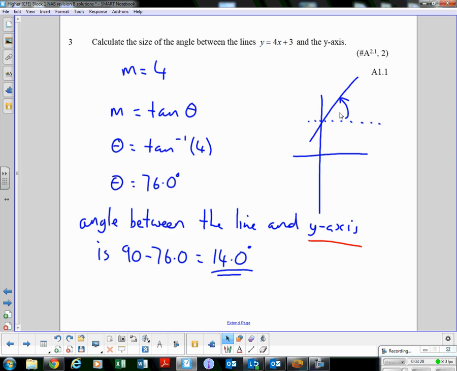Now that's this angle. The question asks for the angle between the line and the y-axis. That's why it's a hashtag mark. So it's actually asking for that angle. So it is testing your understanding rather than your ability to aimlessly substitute into a formula and find the inverse tangent of a number. You do have to have some sort of reasonable degree of understanding there.